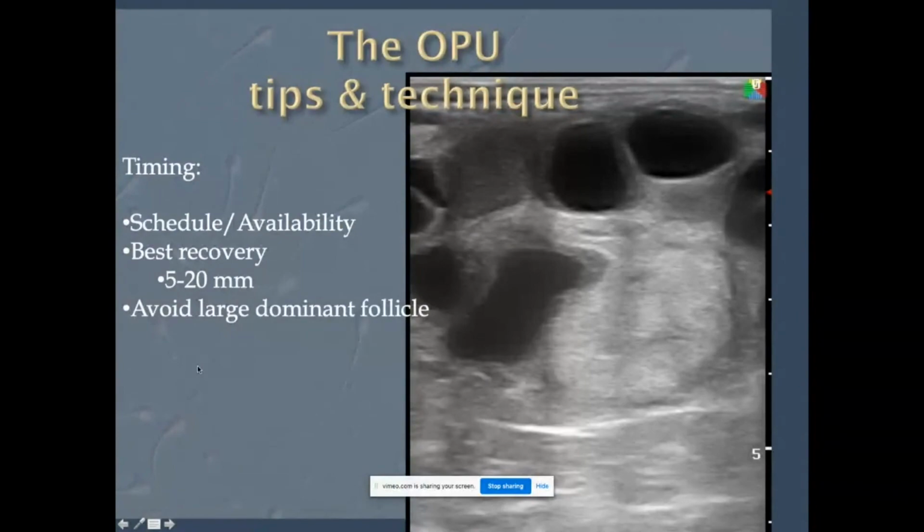So you want to avoid the large dominant follicle. For one, you're not going to recover much from there. If you don't deflate it, it's in your way. If you do, then the ovary is very mushy and sometimes hard to hang on to. You want to go between follicular waves, whenever the follicles are the right size. Usually it's just after a follicular wave that gives the best opportunity.